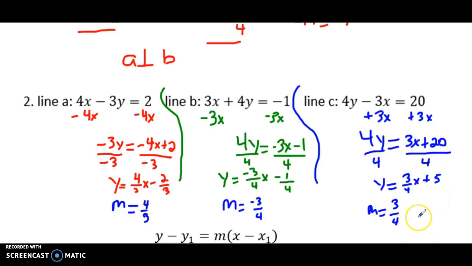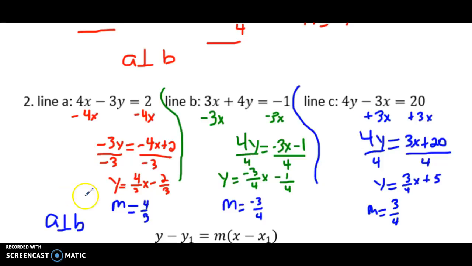Now, when we're comparing again, none of these are the same, so we're not going to have any parallel lines. We've got to now start looking for negative reciprocals, so any of these flipped and with the opposite sign. So in this case, 4/3 and negative 3/4 would be the ones we're looking at. So for this, again, different setup, but same result. Line A is going to be perpendicular to line B.